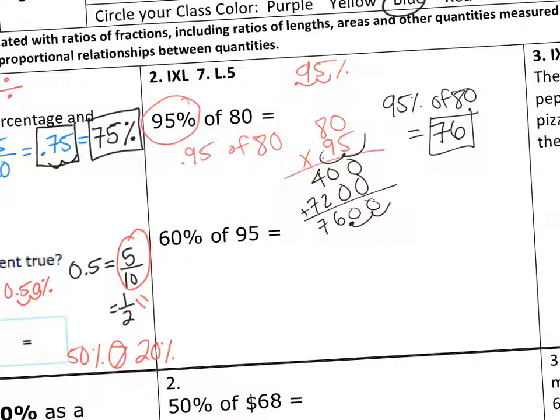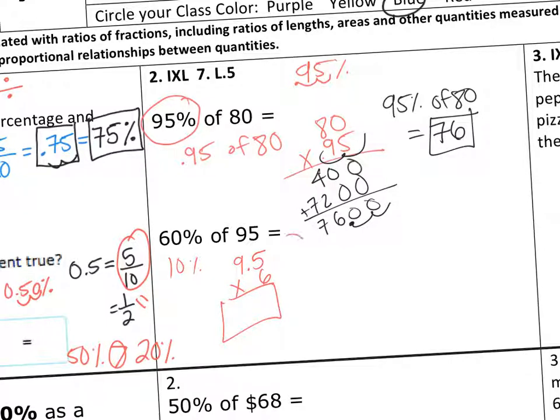Okay, now let's find what 60% of 95 is. We can do this using mental math. So what I like to do is find what 10% is of every number. 10% of 95 is 9.5. And then I could think, okay, 10% times 6 is 60. So I could just multiply 9.5 times 6, and that'll get me 60% of 95.